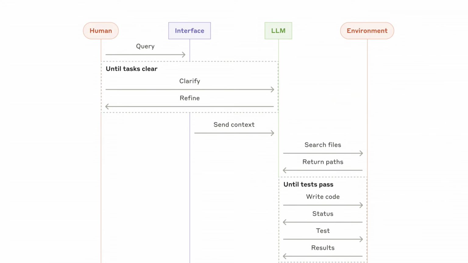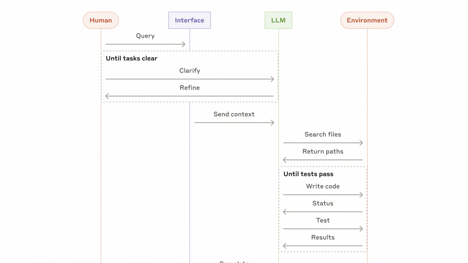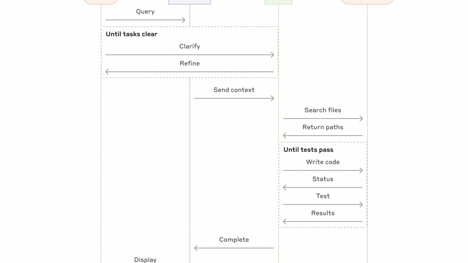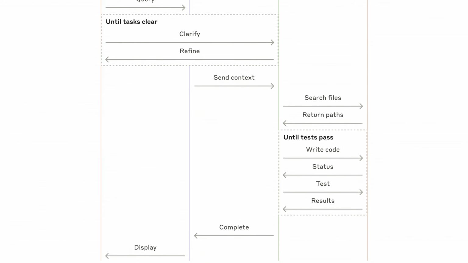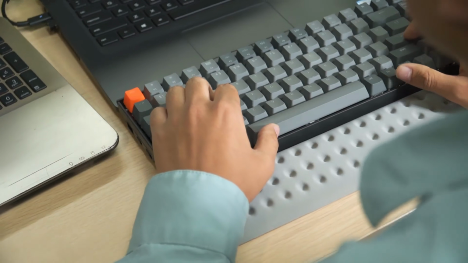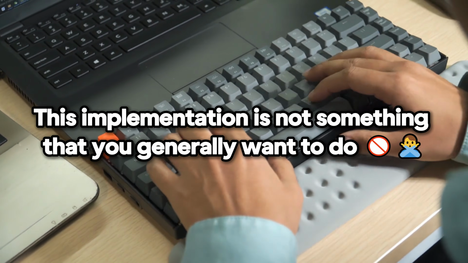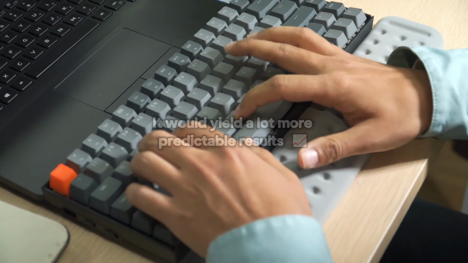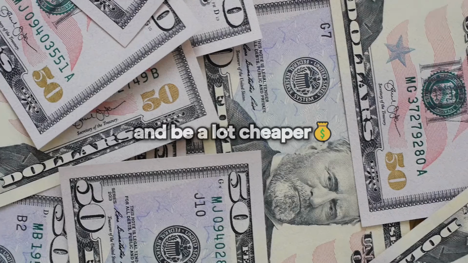specific tasks. Here's a diagram that illustrates the path that a coding AI agent took in order to complete its task. You can see that there's a lot of different back and forths, interactions with the environments, coming back and refining and everything like that before going back to the human. As the article suggests, this kind of truly autonomous implementation is not something that you generally want to do because in most situations, you can actually go with a more predetermined agentic workflow and it would yield more predictable results and be a lot cheaper.